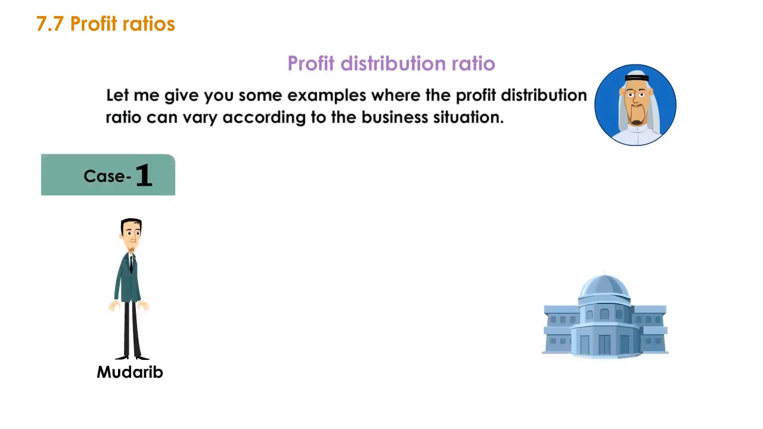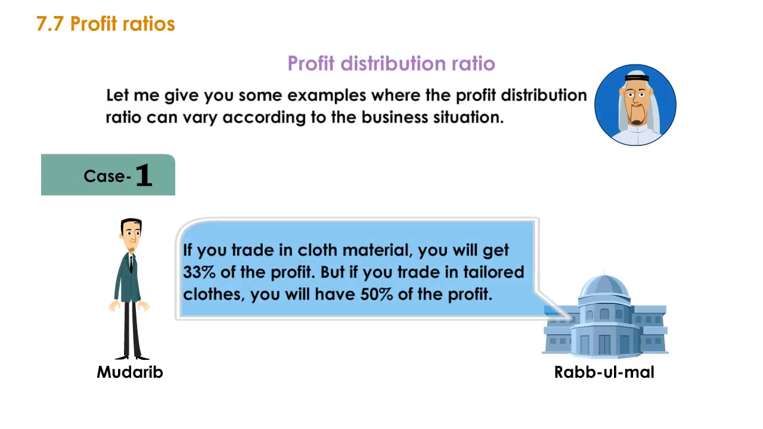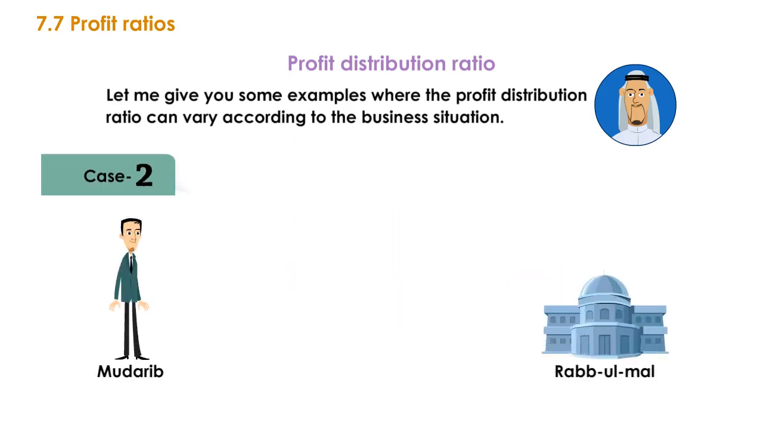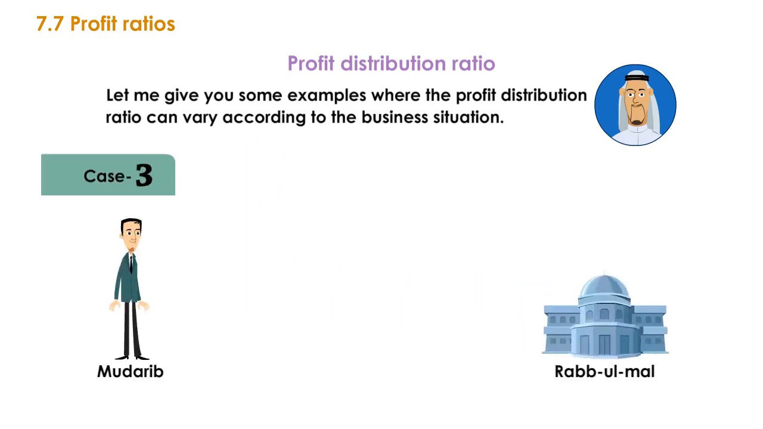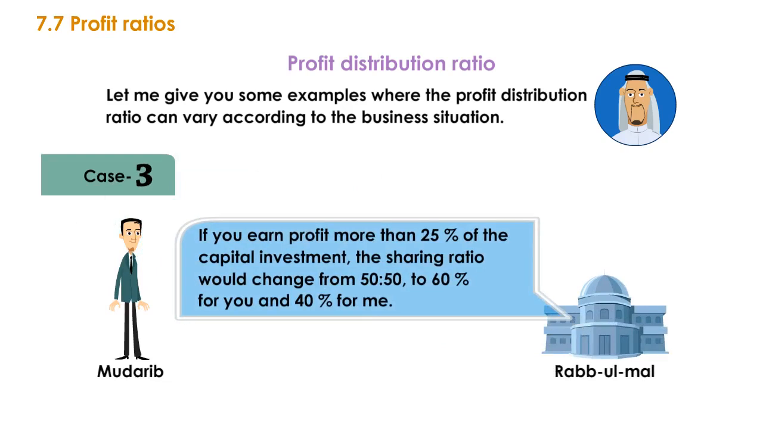Case 1. If you trade in cloth material, you will get 33% of the profit. But if you trade in tailored clothes, you will have 50% of the profit. Case 2. If you do the business in this town, you will be entitled to 30% of the profit. If you do business in another town, your share will be 50% of the profit. If you earn profit more than 25% of the capital investment, the sharing ratio would change from 50-50 to 60% for you and 40% for me.